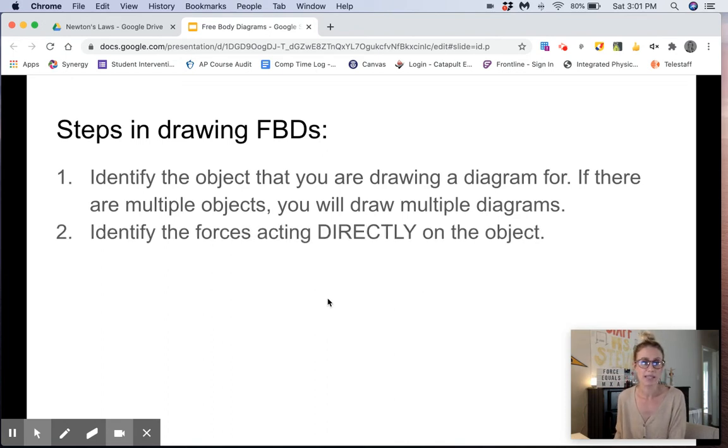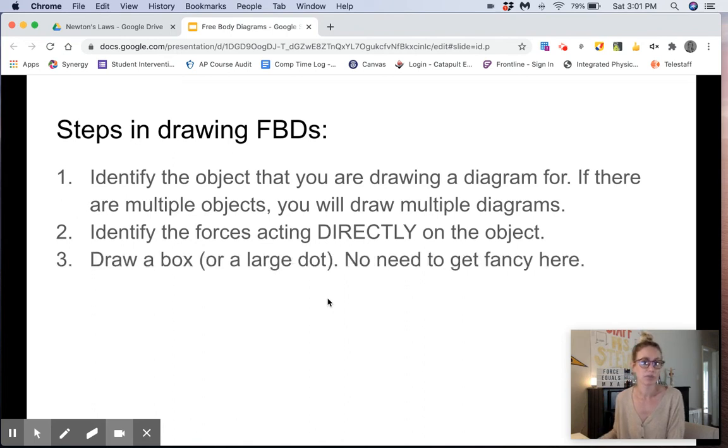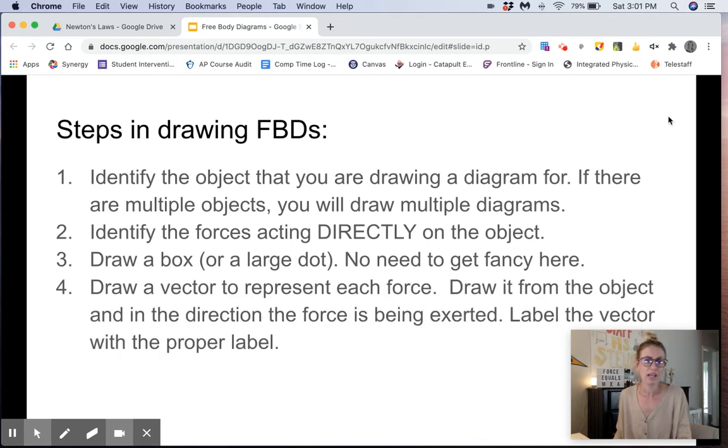Number 2, we want to identify the forces acting directly on the object. Number 3, we draw a box or a large dot for our object that we're drawing a free body diagram for. I'm partial to a box, but if you like a large dot, that's totally fine as well. Number 4, we're going to draw a vector to represent each force. We draw it from the object and in the direction the force is being exerted. So you'll see that these arrows come out of the object.